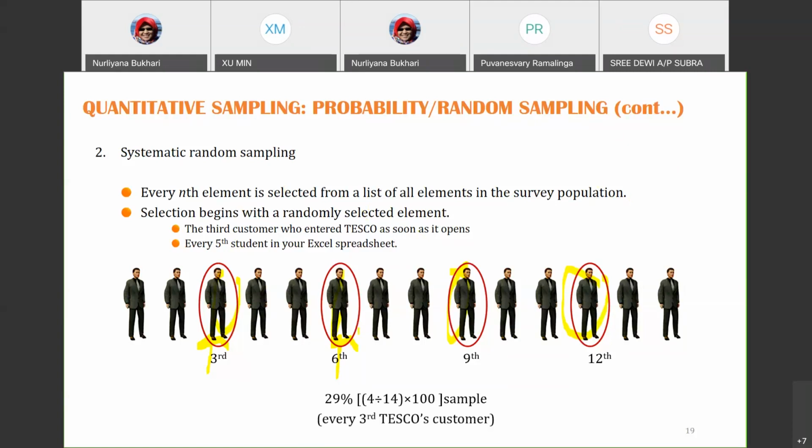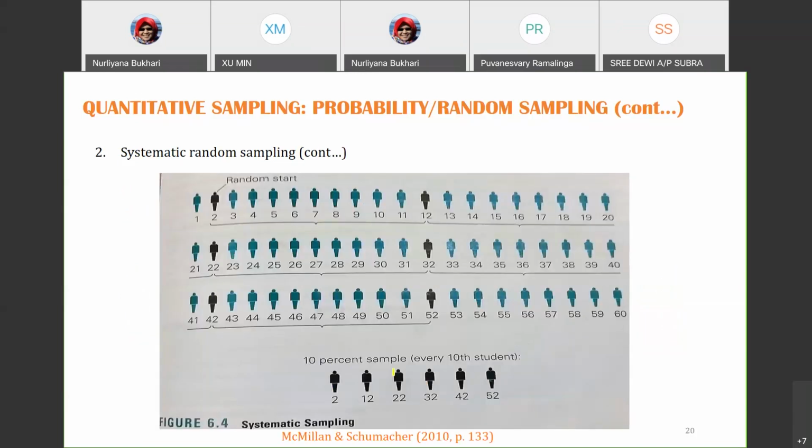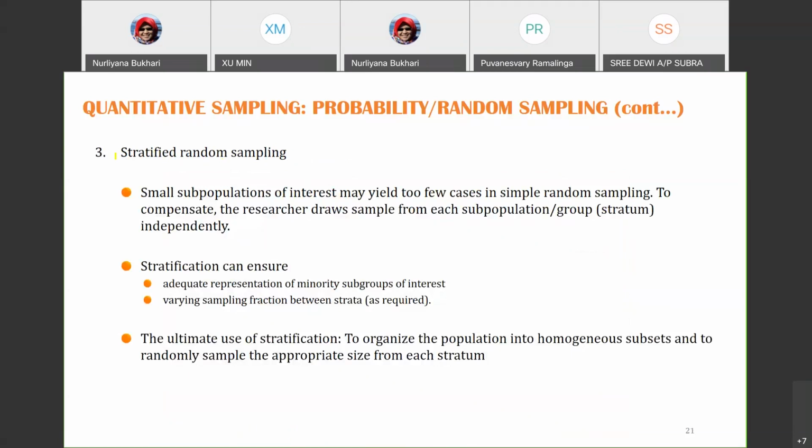So that is the sampling fraction, 29%. The same thing here. This one is every 5th, I think. Oh, a 10% sample, every 10th student. Starting from here, we start at 2 randomly. We start selection at 2. It could be 3, it could be 5. If you start at 5, it could be 15 next. So every 10th, this is it. It's systematic.